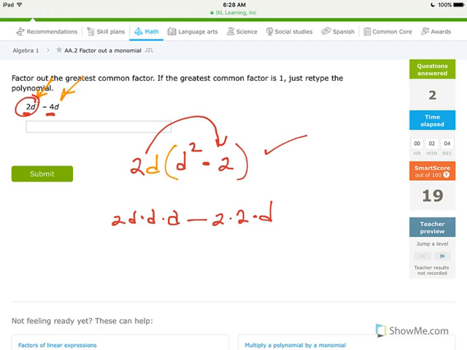So if we look at the first term, what do we have common? We have a 2 in common, and we have a 2 in common. And if we look at the d's, how many d's do we have in common? We have a single d on this one and a single d on this one. So what's the greatest common value that can come out? You can take out a 2d. And then what's left behind in the parentheses is all the stuff that wasn't common. So on the first term, it was a d squared minus, and then on the second term, it was a 2 that was left behind. So basically all the common stuff comes out, all the uncommon stuff stays in the parentheses.